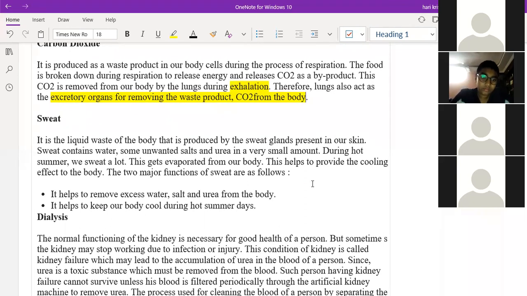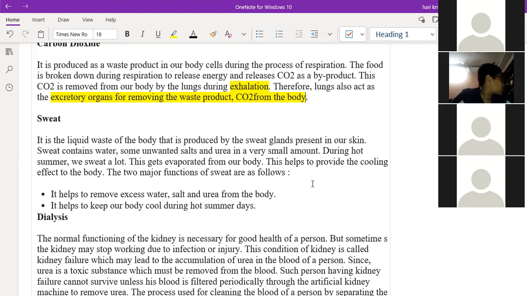Sir, the sweat formation means it will form besides the kidneys too. Our skin also excretes waste in the form of sweat, and with the help of sweat glands the sweat will be released, sir. And sweat also contains urea, salts, water, and some metabolic waste.